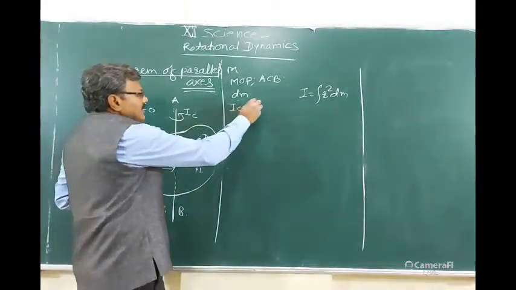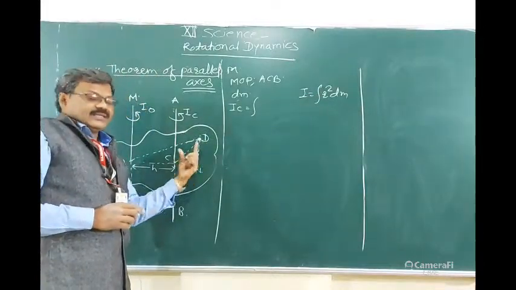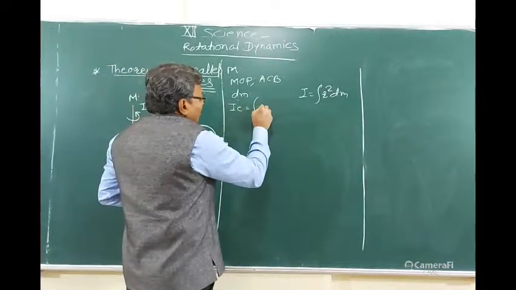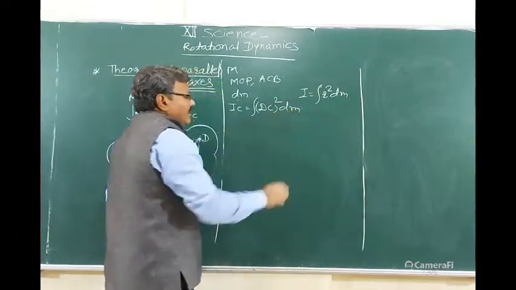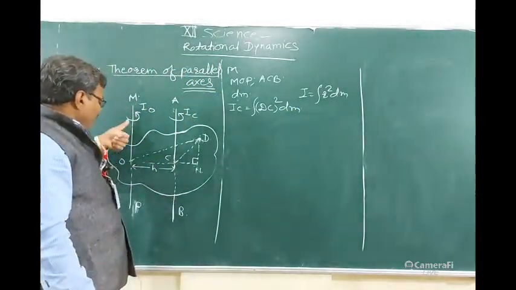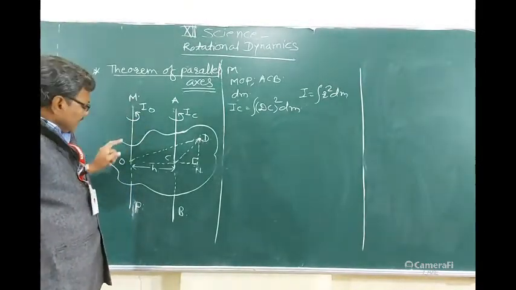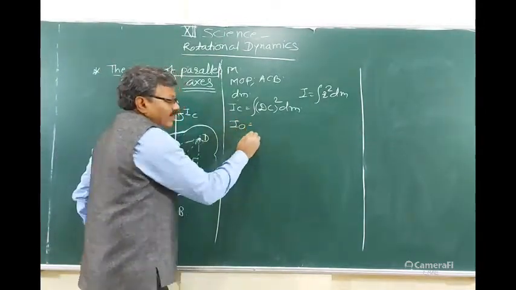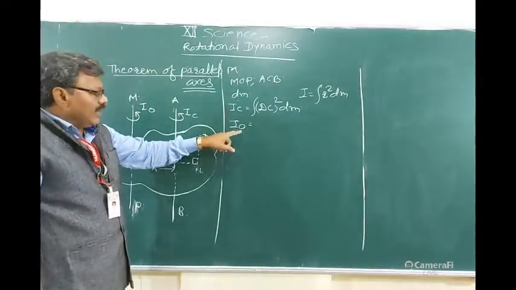Now, from this we get the integration of, instead of R, we are using this distance. This distance is DC or CD. Now, it is equal to DC square into dm. This is the moment of inertia about this axis. And so the moment of inertia about the axis MOP is represented by IO, because this axis is passing through point O. Therefore, it is represented by IO.